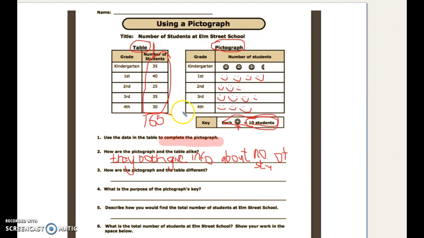I will have you complete your own pictograph. Please be sure to use this information.